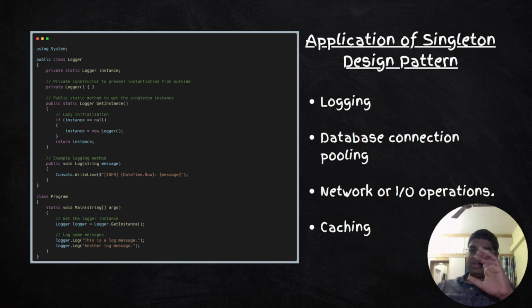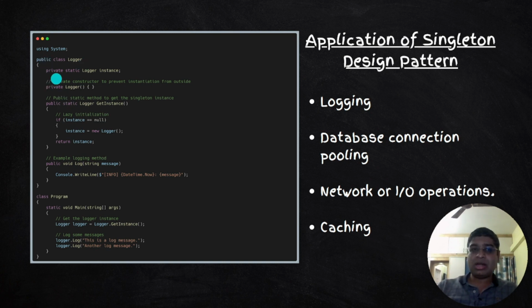Now let's just see the application of the singleton design pattern. This is an implementation of the singleton design pattern. One of the applications here is logging. This is with respect to software engineering: where would you apply the singleton design pattern? Logging is one of the predominant use cases, and this is a simple logger written in C#.